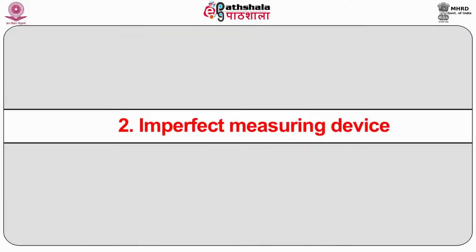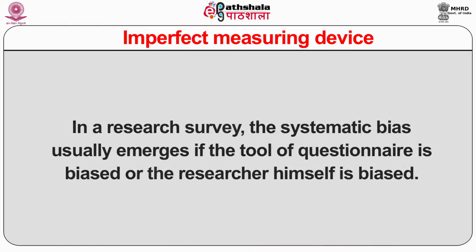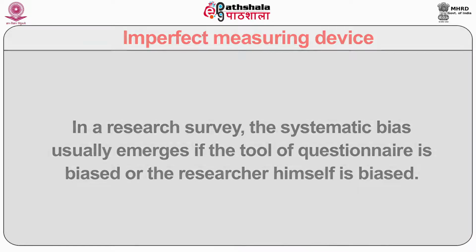Secondly, imperfect measuring device. If it is found that the measuring device adopted in the research persistently shows error, it will result in systematic bias. In a research survey, systematic bias usually emerges if the questionnaire is biased or the researcher himself is biased. Thus, if the physical measuring device itself is found to be defective, there are fair chances of systematic bias in the data so collected.